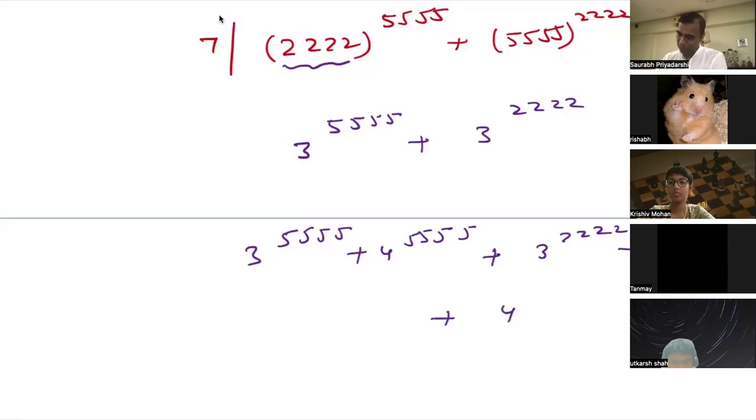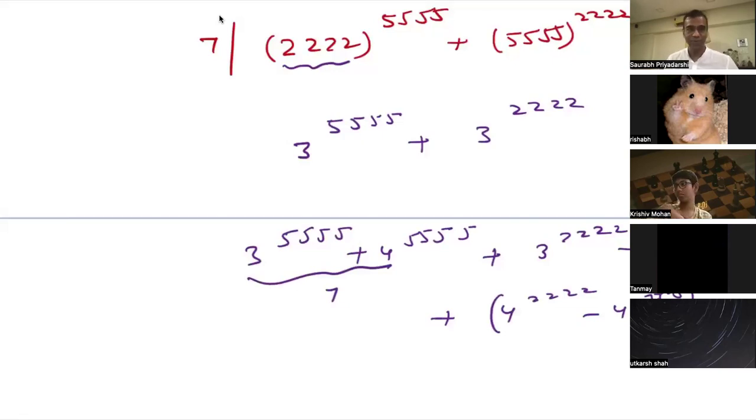So I have to subtract and add, right? Can you see this is always divisible by 7? Can I say this is always divisible by 7? So I only have to prove this other part must be divisible by 7.